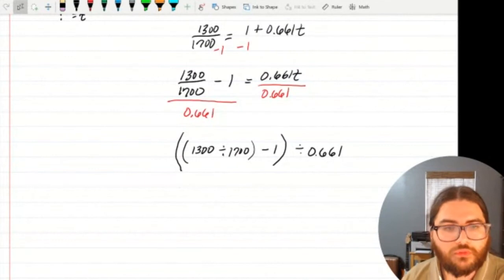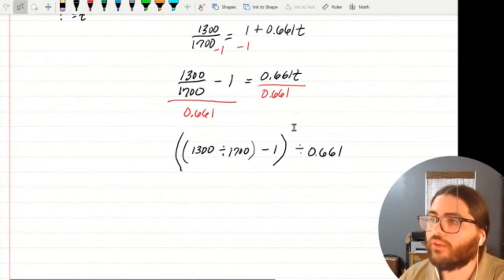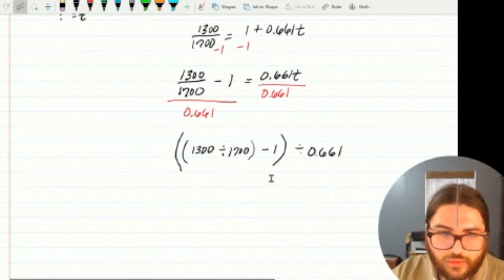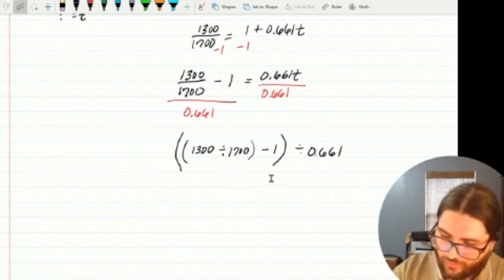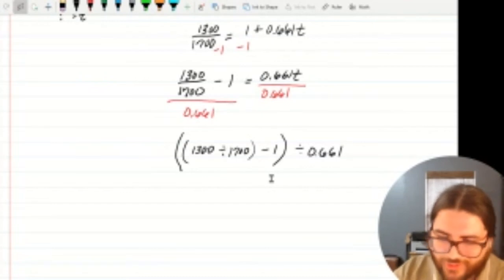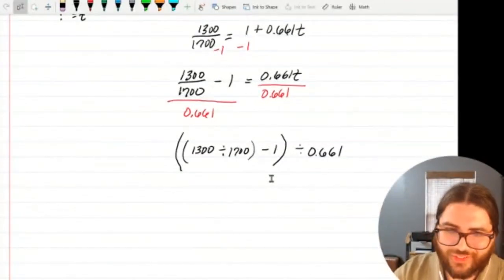Uh-oh. Did I do this incorrectly? Let me retype it. I got a negative number in my calculator. Oh, it's because I typed it into the calculator wrong. Put the 1300 on the top of the fraction instead of the 1700.